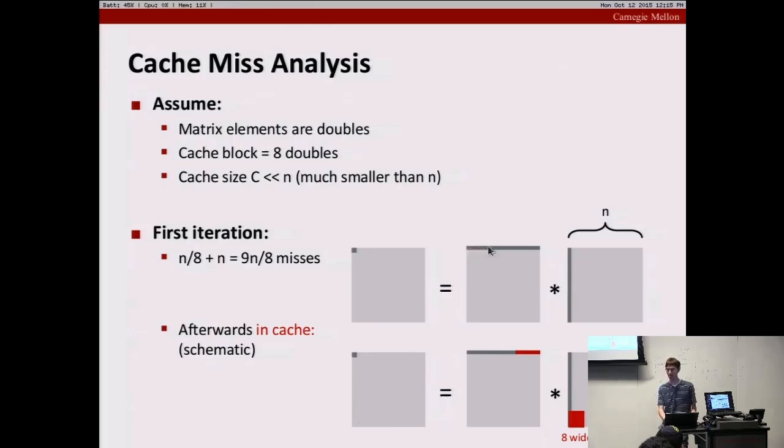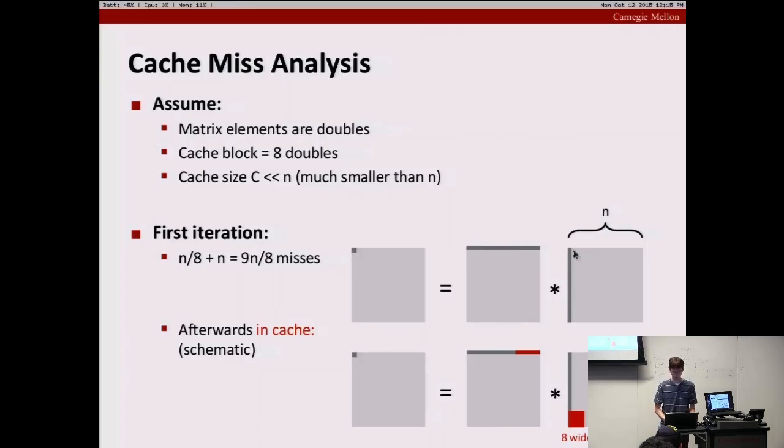And then when we get to the 9th thing, we miss again, but it loads up the next 8. When we get to the 17th thing, it misses again, but it loads up the next 8. So in order to load up this row, we're going to have n over 8 misses. Does that make sense? n is the length of the row. Each first member of each group of 8 is a miss, and then it loads up the rest, so they're there when we go to access them.